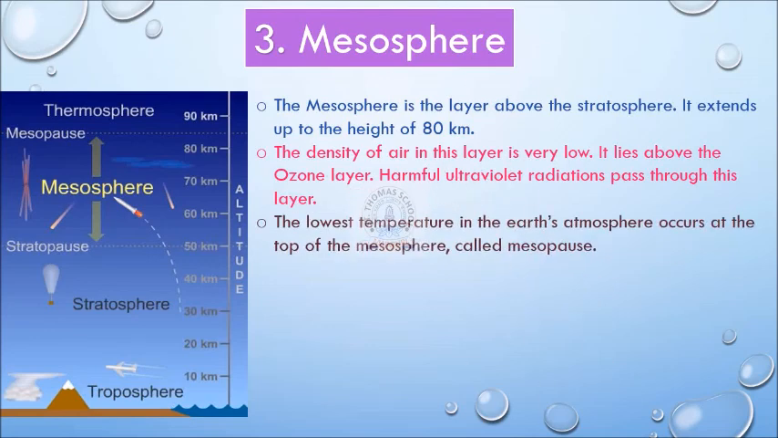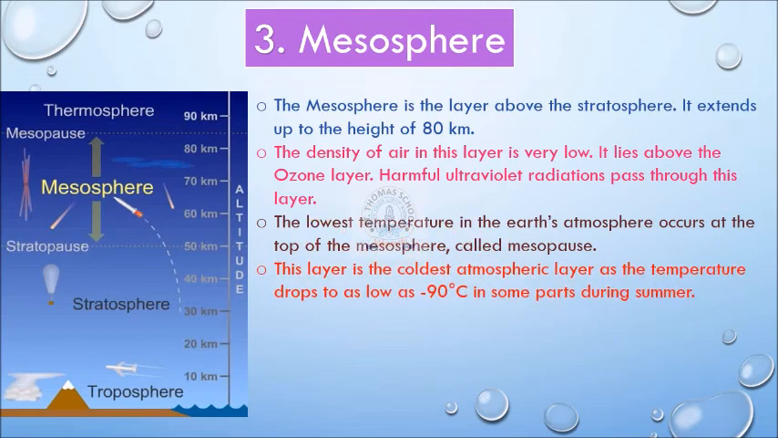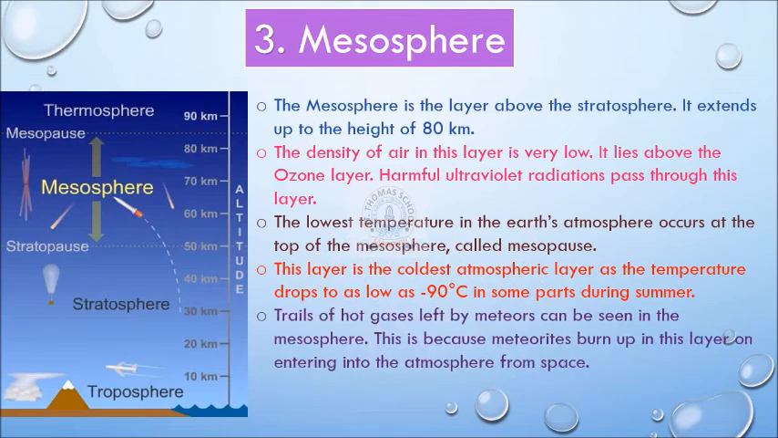The lowest temperature in the Earth's atmosphere occurs at the top of the mesosphere called mesopause. This layer is the coldest atmospheric layer as the temperature drops to as low as minus 90 degrees Celsius in some parts during summer. Trails of hot gases left by meteors can be seen in the mesosphere. This is because meteorites burn up in this layer on entering into the atmosphere from space.